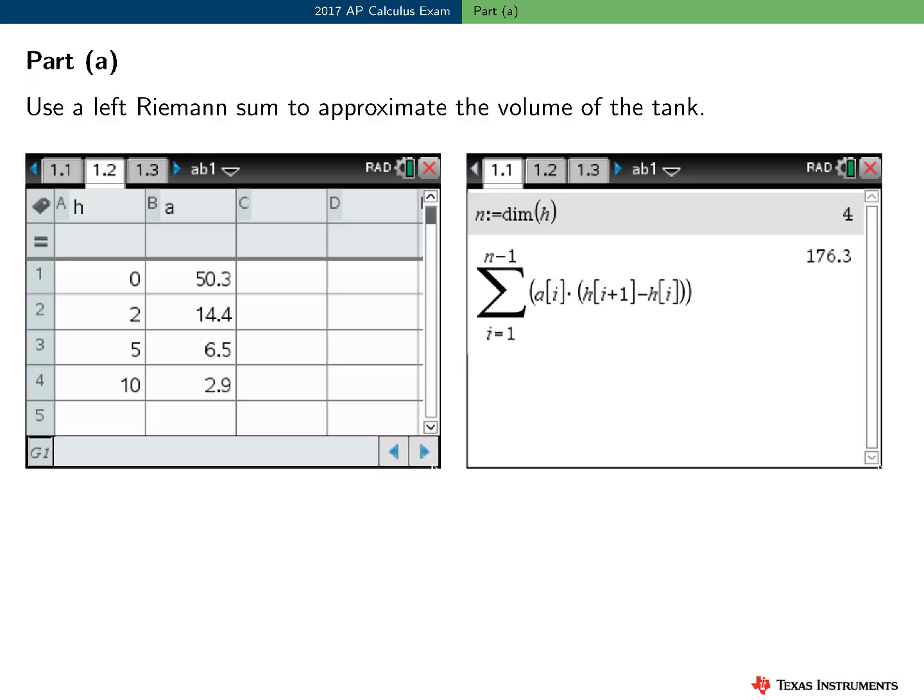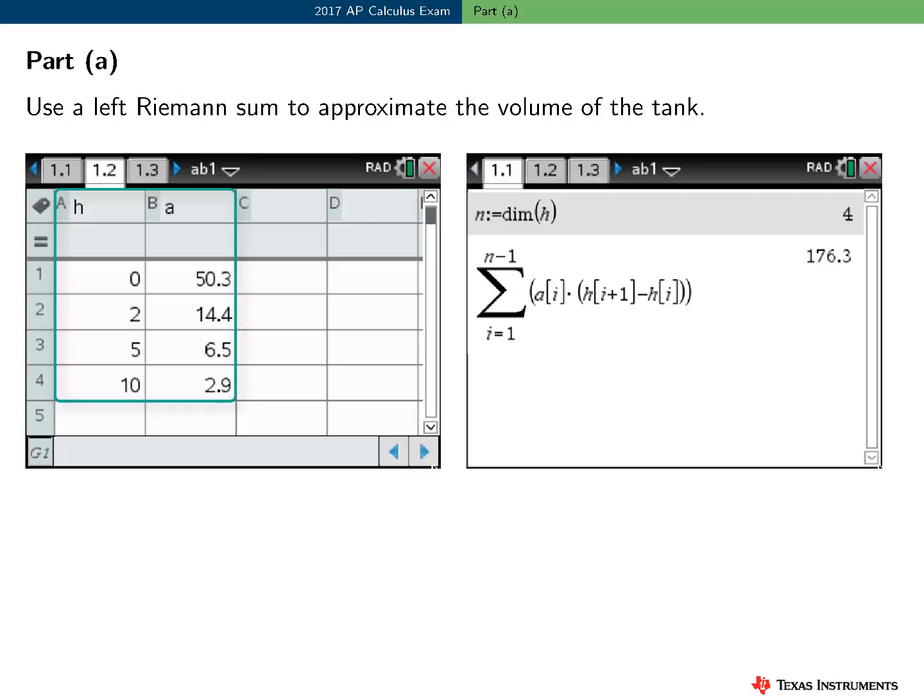In part A, it was pretty easy to find the left Riemann sum without a calculator. There were only 3 subintervals, and the products were pretty straightforward. However, here's a general calculator solution, which can be used for a larger table, and that also emphasizes, I think, conceptual understanding and notational fluency.